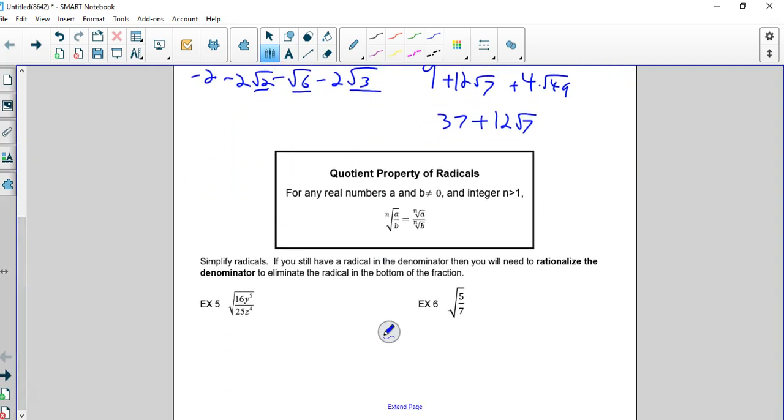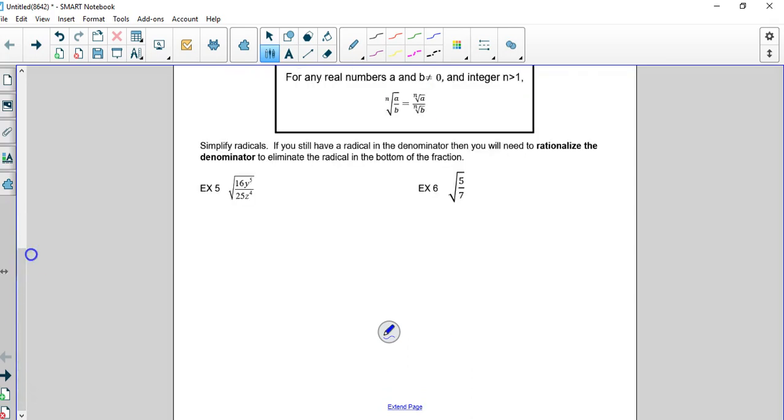Okay, quotient property. Basically what it's saying is you can split this up into 2 fractions. So we can just rewrite this as the square root of 16y to the 5th over radical 25 z to the 4th. And then treat it like 2 separate problems.